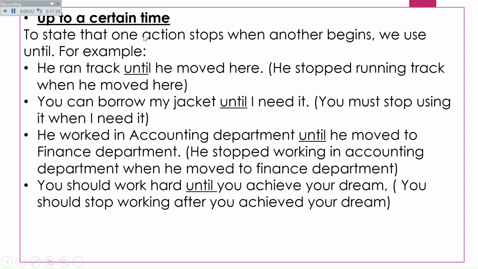Up to a certain time. So what do we use for up to a certain time? To state that one action stops when another begins, we use until. For example, he ran track until he moved here. This means he stopped running track when he moved here. You can borrow my jacket until I need it. You must stop using my jacket when I need it. He worked in the accounting department until he moved to the finance department. This means he started working in the finance department when he moved. You should work hard until you achieve your dream. That means you can stop working hard after you achieve your dream. That's what it means: up to a certain time.